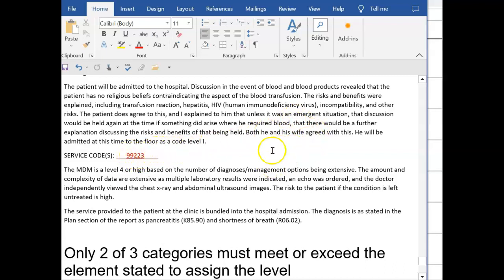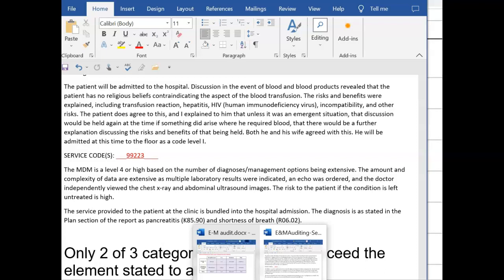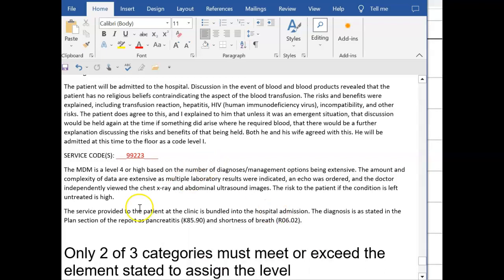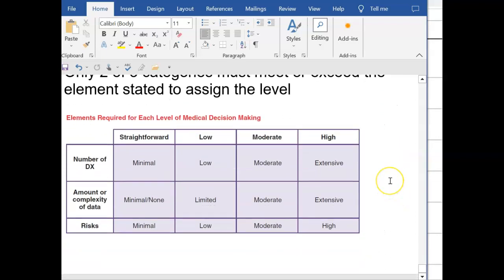Let's just talk about that. MDM is level 4, high, with the number of diagnosis being extensive. The amount and complexity of data that was ordered was extensive because they reviewed the chest x-ray, they did abdominal images, and the risk to the patient if the condition is left untreated is high. So if we go back to our little chart, extensive, high. This one's pretty much right in the high range.